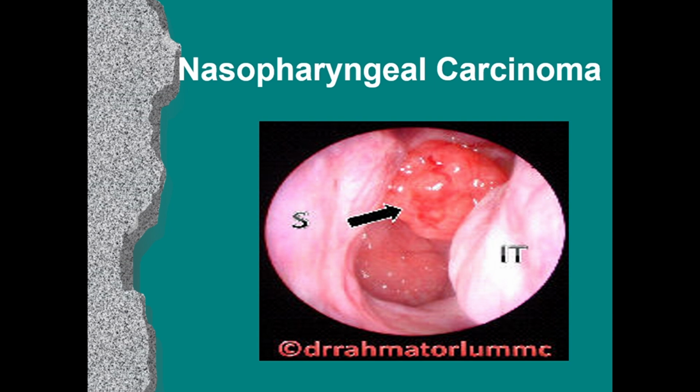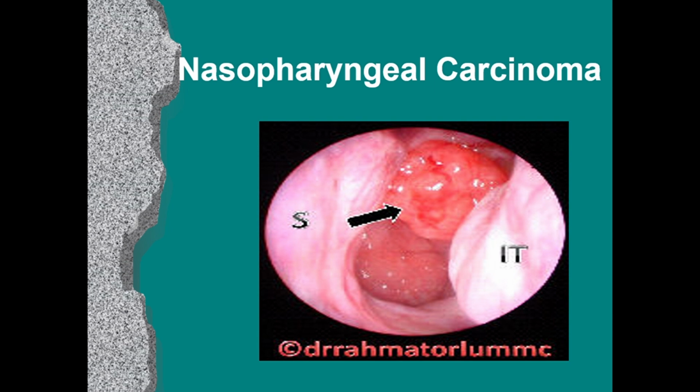This is an endoscopic view of the right nasal cavity passing to the nasopharynx. IT is the inferior turbinate. S is the nasal septum. The nasal septum is on my left side, so I am in the right nasal cavity. And this is the tumor with hypervascularity and a cauliflower pattern. And downwards lies the adenoid. This is the adenoid, a benign swelling in the nasopharynx.